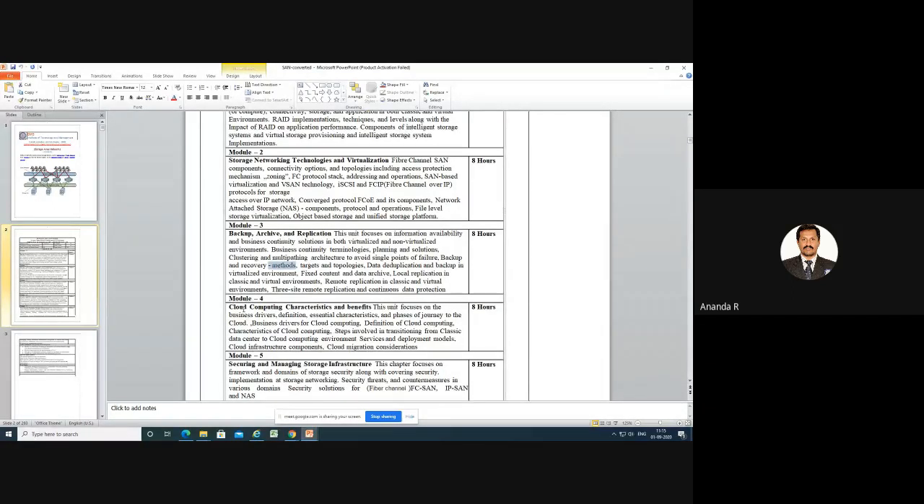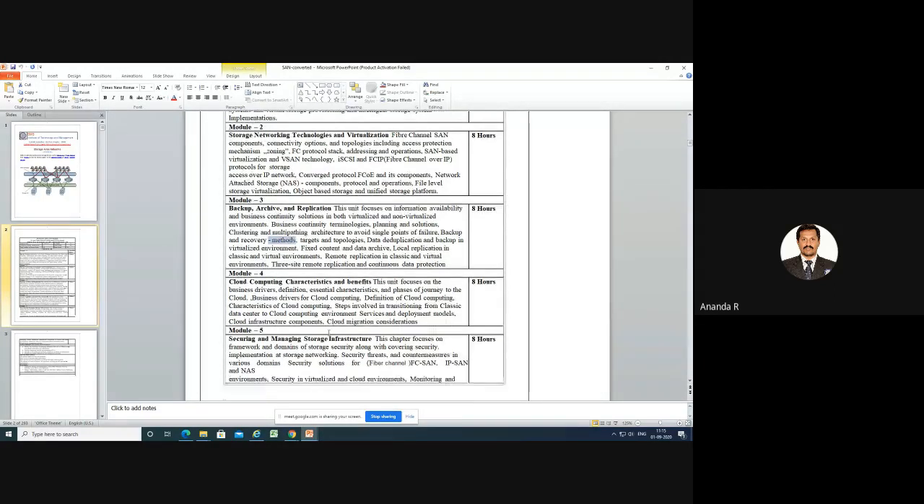Then cloud infrastructure components and cloud migration considerations. So all the topics about the cloud and its characteristics and its benefits, related to your storage area network, we're going to understand in module number 4. So we go for module number 5 now.